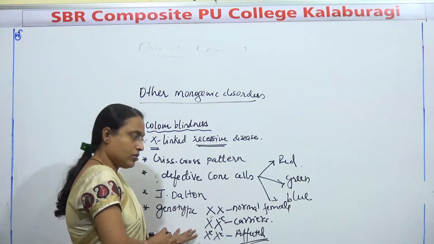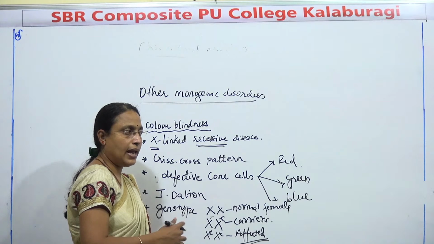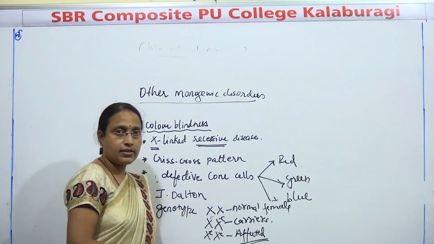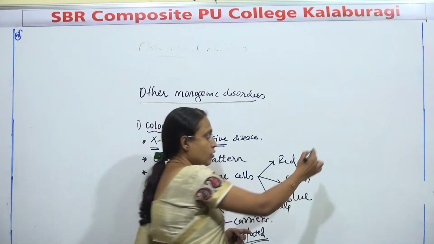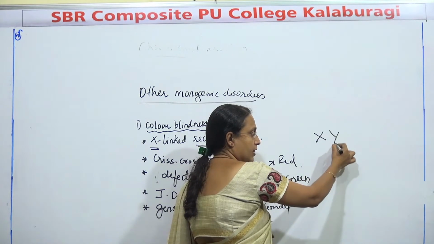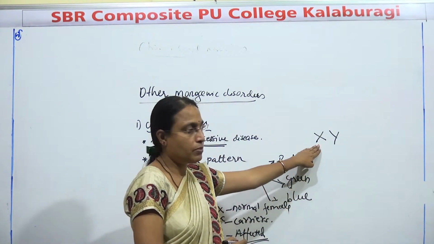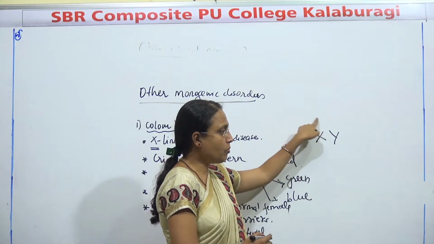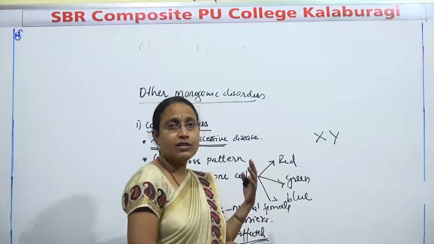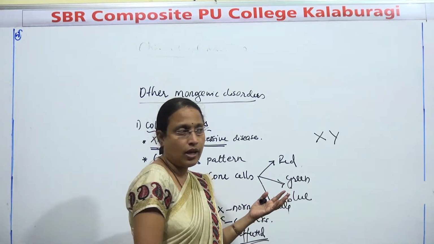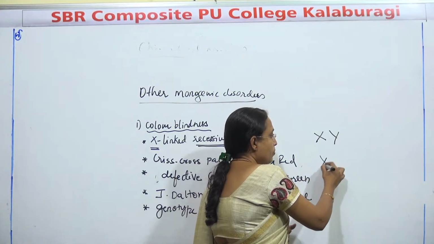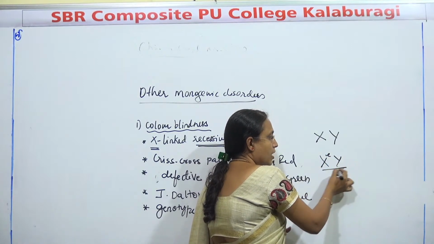Now you can also see the male is present in a hemizygous condition. It means only one X chromosome is there. So X and Y, these two are the allosomes present in a male. In that, how many X chromosomes does a male have? Only one. So there are no carriers in the male. If the disease gene occurs, he becomes color blind.